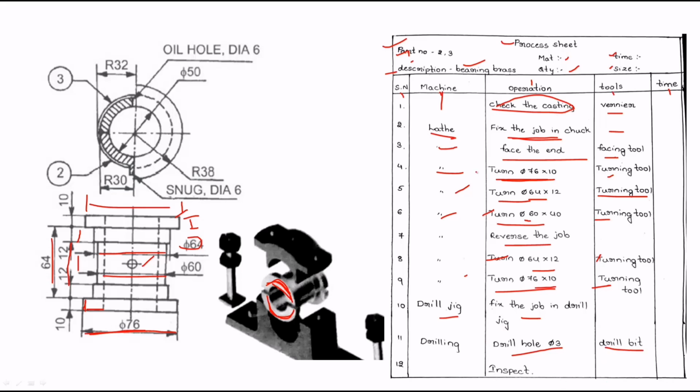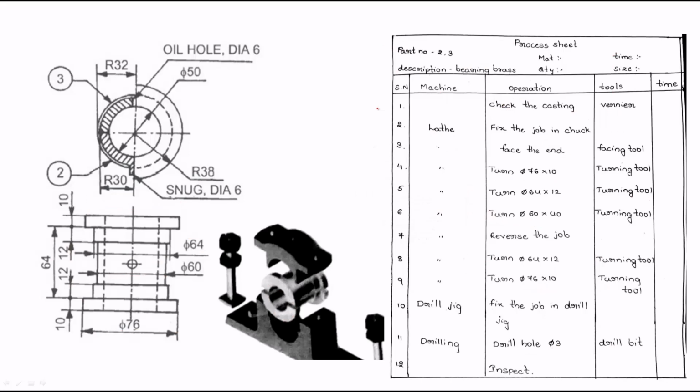So this is the way of preparing a process sheet. What is important here? We need to understand the skeleton and what operations are required, what machines are required, what tools are required and what is the time. We understood that mostly turning and facing operations are done on the lathe machine, with the facing tool and turning tool. When we fix a job in the drill jig, we use a drill bit to prepare the drill hole. Finally we need to inspect the object, that is the bearing brass. So this is the way of preparing a process sheet.